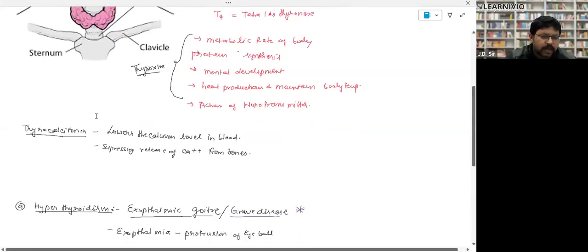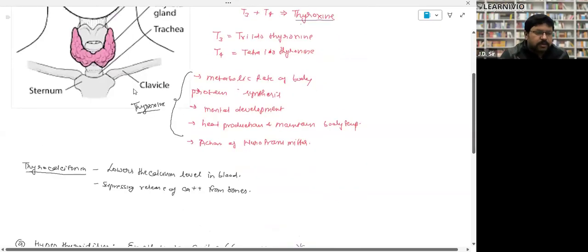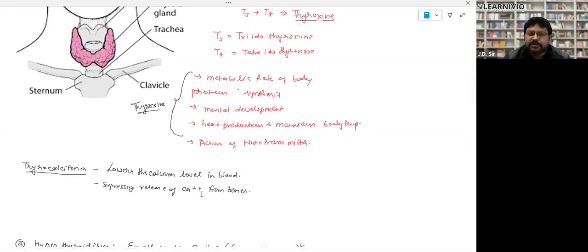Then thyrocalcitonin. The C cells secrete thyrocalcitonin. It lowers the calcium level in the blood, and it suppresses the release of calcium ions from bones. Bones are the reservoir of ions. When calcium decreases in our blood, it is taken from the bone. When there is extra calcium in the blood, it is deposited in the bones. So thyrocalcitonin takes calcium from the blood and deposits it into the bones, and suppresses the release of calcium from the bones. Please note down.